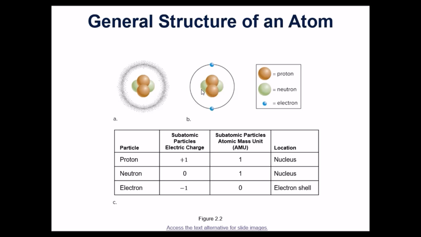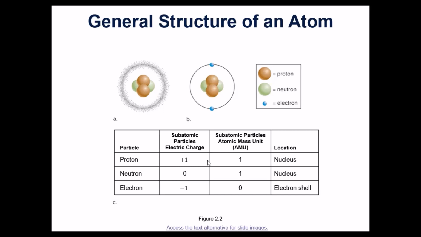The atom has a nucleus in the middle, in the central area, and that's where you're going to find protons and neutrons. So this particular drawing here has two protons and two neutrons, and that represents an atom of helium, because that's determined by the number of protons. The table here explains exactly what I've just been talking about. It just puts it in table form.